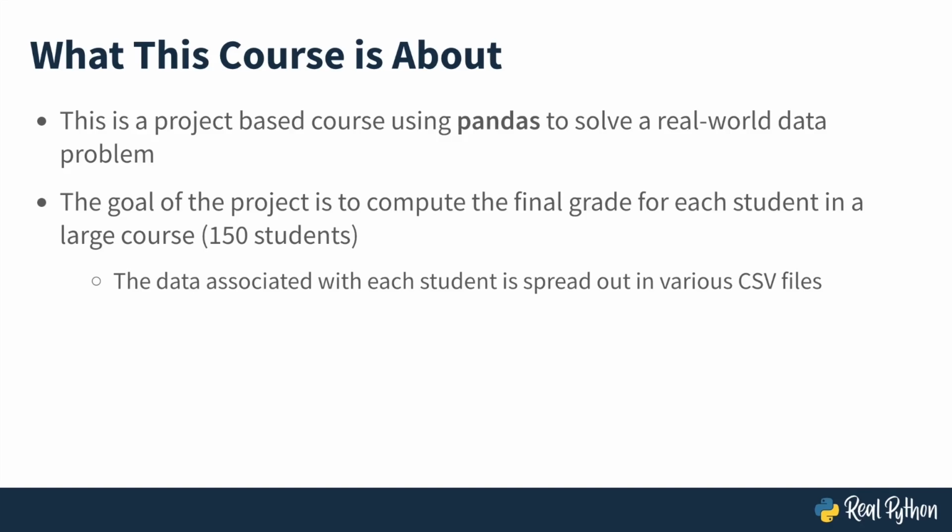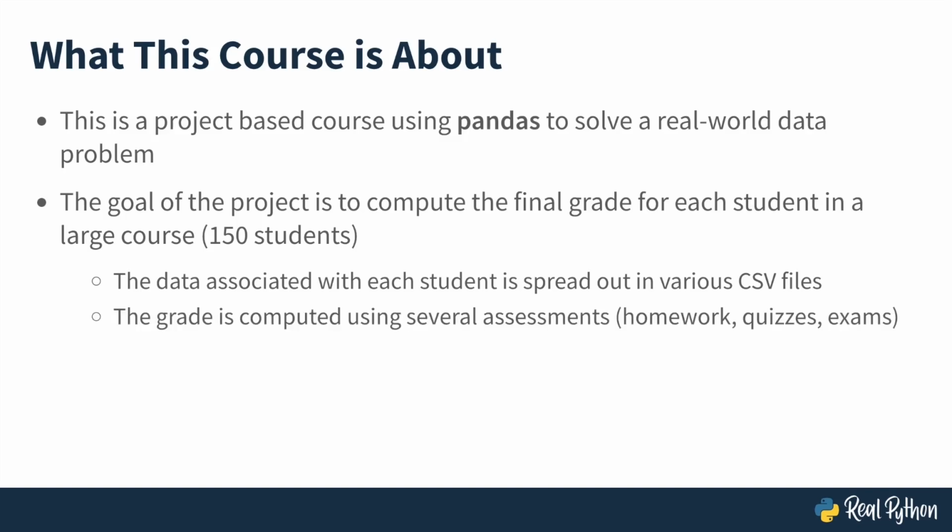So maybe you've got one service that's giving you, say, the names of the students and basic identifier information. And then maybe you've got another service that's keeping track of, say, homework assignments and quizzes. And then maybe another service that's keeping track of exams. And then you need to merge this data so that you can compute a final grade for each student. The grade is going to be computed using several assessments, like I just mentioned. So things like many homework assignments and quizzes and exams, and each of these different assessments will have a different weighting to compute the final grade.